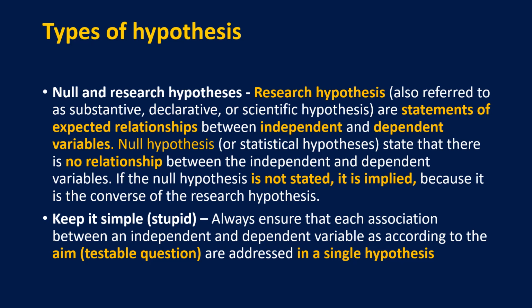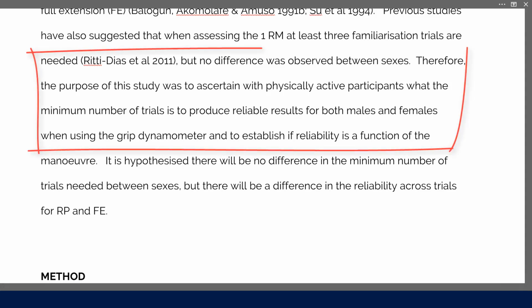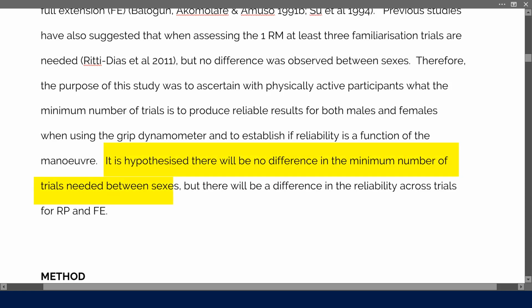So let's have a look at that very briefly in the worked example. Previously we have established the testable question, and remember this has come from the position of deductive reasoning, that we've moved from a kind of generalization from the rationale into our specific observation. So now what we've derived is the hypothesis. And notice, because the word count in this example is quite limited, the way the hypothesis has been worded: it is hypothesized there will be no difference in the minimum number of trials needed between sexes. So in other words, there will be no difference, no change.